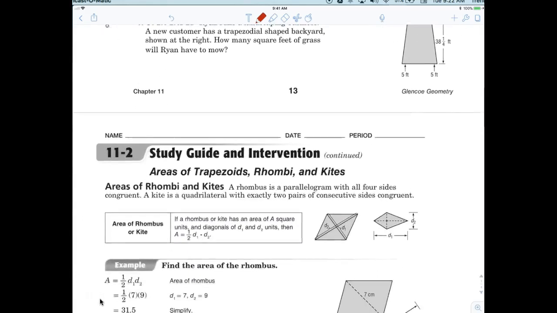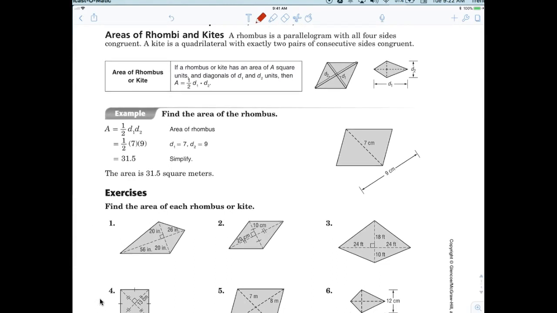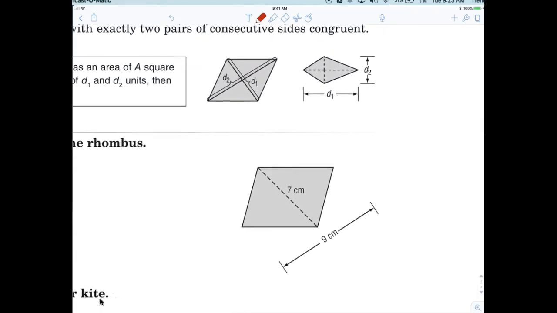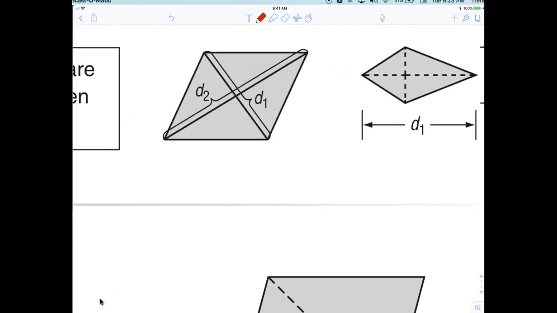So let's go down now and find the area of a rhombus or the area of a kite. The interesting thing about the rhombus and the kite, I'd like to show you this. If you're thinking about the rhombus, you can cut it in half, and then what can you tell about those two triangles? They are congruent, right? So this diagonal is the height. And why is the diagonal the height? Because if you recall, the diagonals of a rhombus are perpendicular.